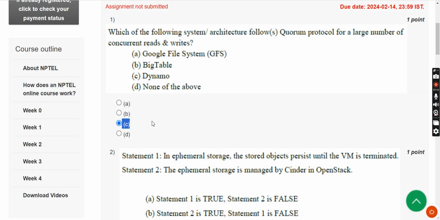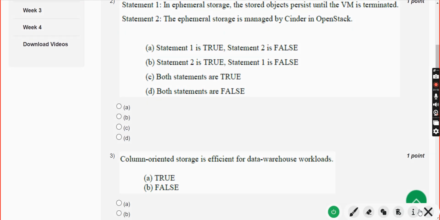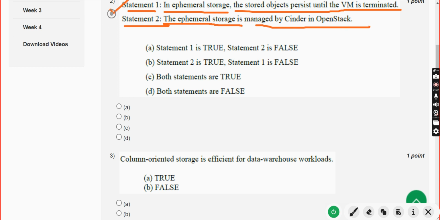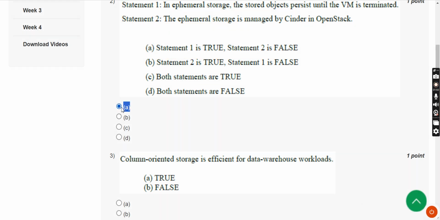Now moving on to the second one. Second question, they are given two statements. So first one, in ephemeral storage, the stored objects persist until the VM is terminated. So it is correct statement only. And coming to the second statement, the ephemeral storage is managed by Cinder in OpenStack. So it is absolutely false statement. So the answer is option A. Statement 1 is true, statement 2 is false. So mark option A as correct answer for second question.